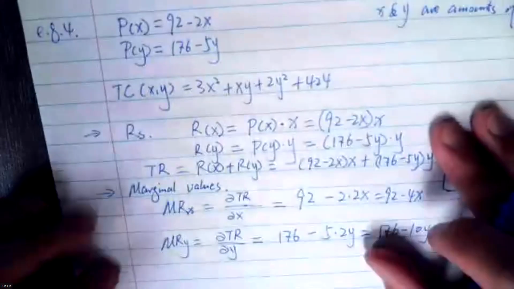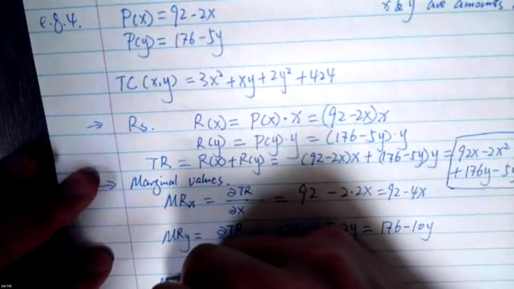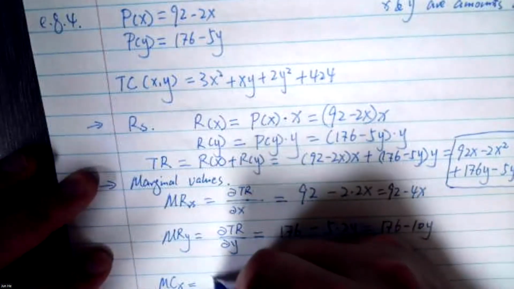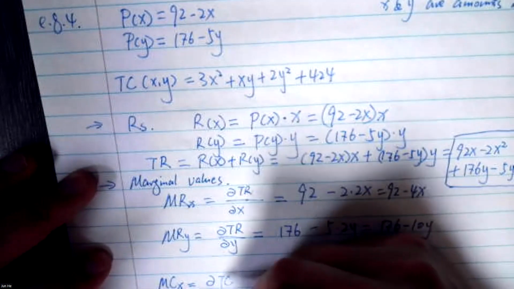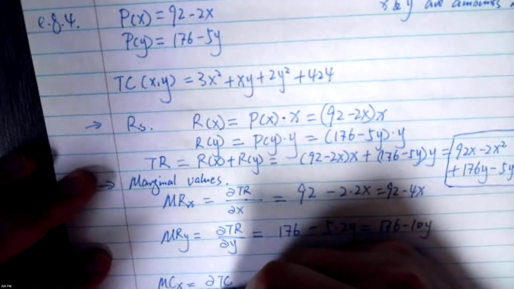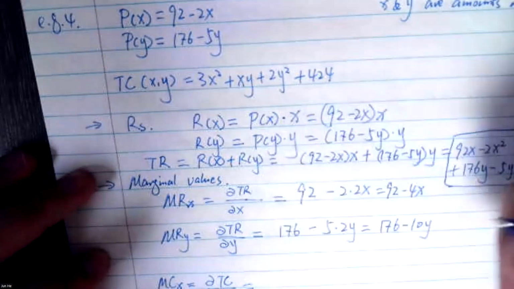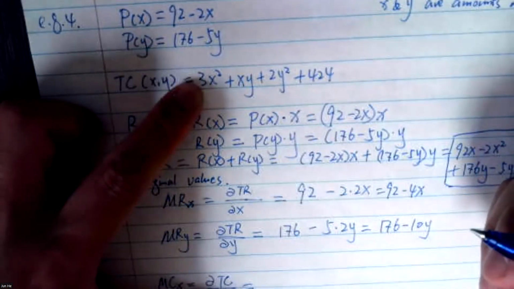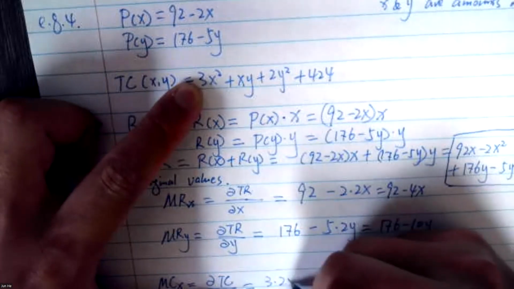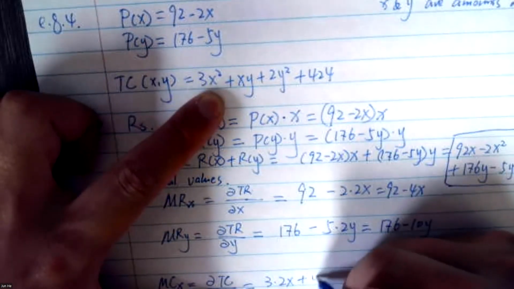So then we turn to the cost side. Marginal cost of x is the partial derivative of total cost with respect to x. Okay, that is 3 times 2x plus y. That's it.